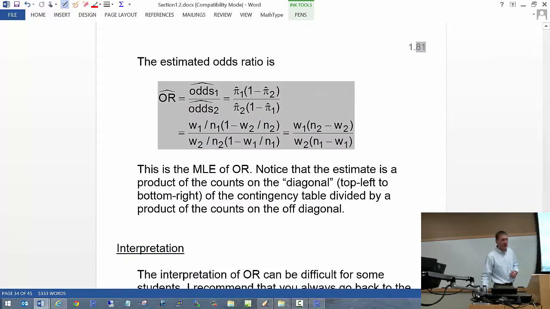Well, how do we estimate the odds ratio? Again, where you see parameters, put hats on them. And that's basically it. Notice OR hat is my estimated odds ratio. What it ends up being is simply the number of successes for group 1 times the number of failures for group 2, divided by the number of successes for group 2 times the number of failures for group 1.